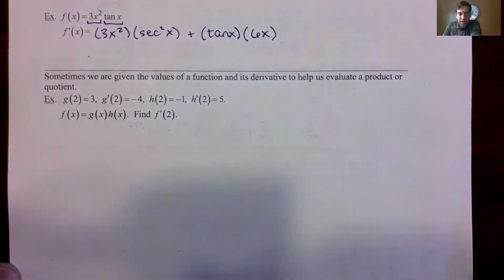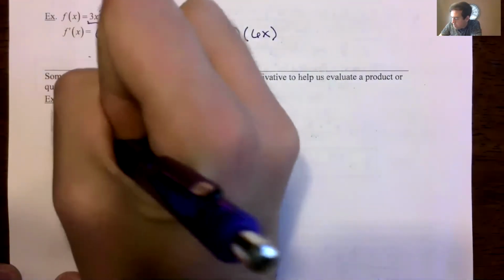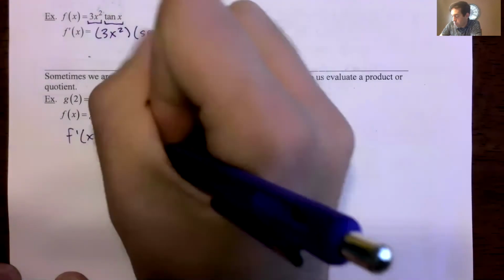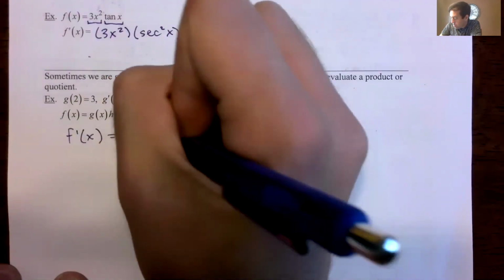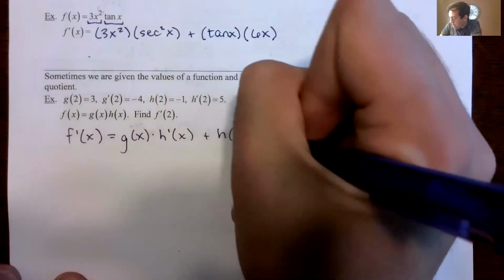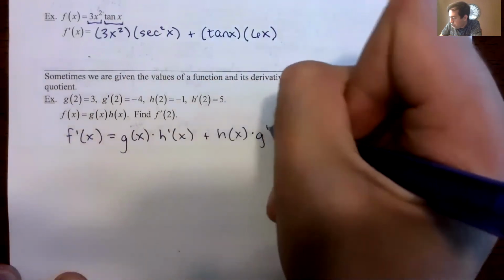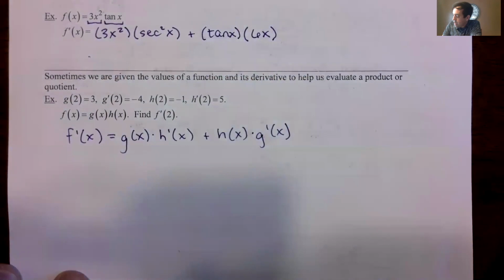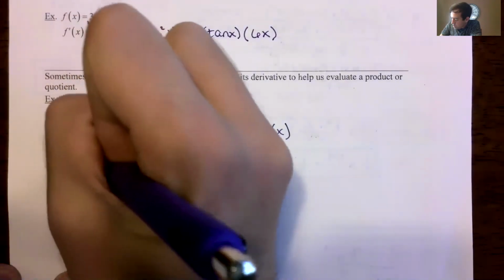We're given f of x. Before we even think about plugging in 2, let's just find f prime. And it's a product, so we're going to use the product rule. So it's going to be g of x times h prime of x plus h of x times g prime of x. And we can't simplify more than that, so now we're going to try to plug in 2.